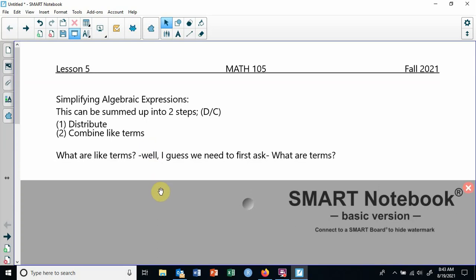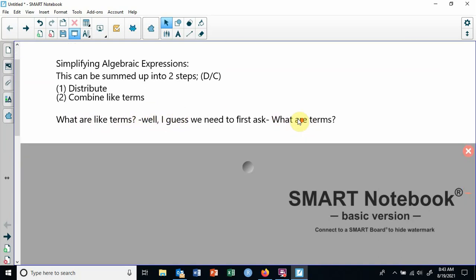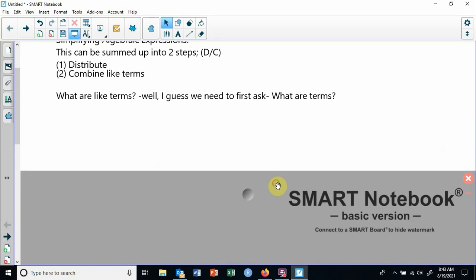So the next natural question is, what are like terms? And well, more pointed, what are terms? Let me write down a big algebraic expression, and let's talk about what terms are.